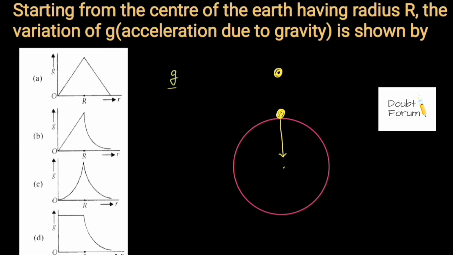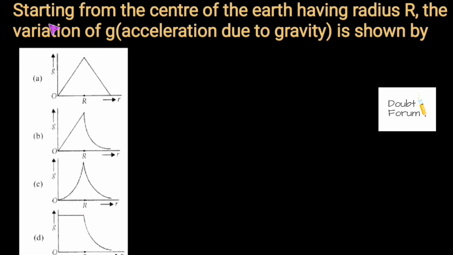So here we have to find out why this variation takes place and what are the factors which determine the variation. These are all things we will be learning in this video. Before we start, let's read out the question first. The question is: starting from the center of Earth, having radius r, the variation of g, that is acceleration due to gravity, is shown by, and these four graphs are given. These four graphs are showing the variation in acceleration due to gravity as we are moving from the center of Earth and moving away.